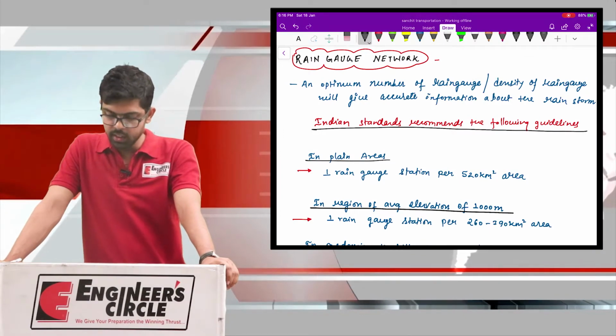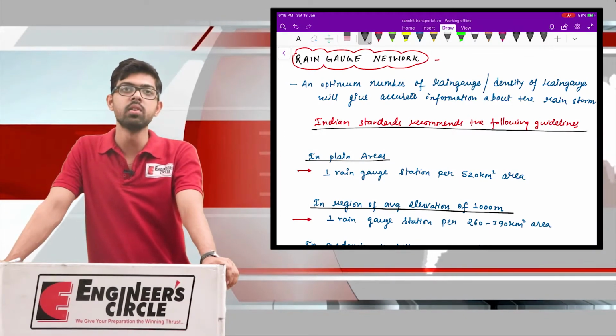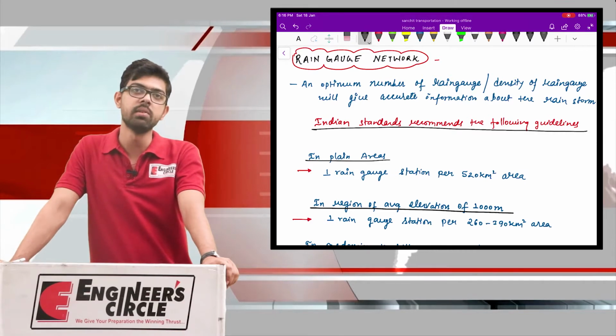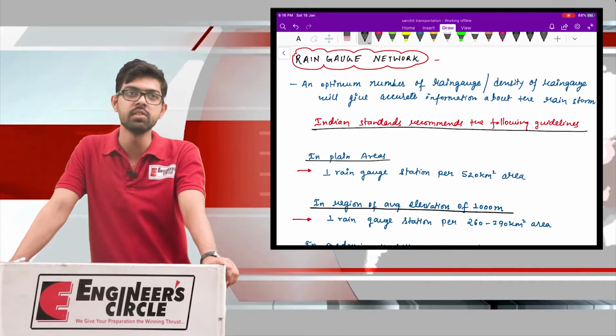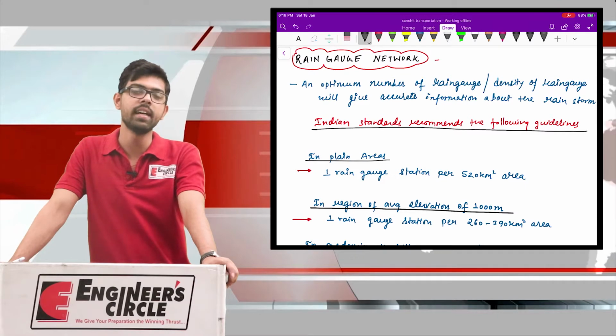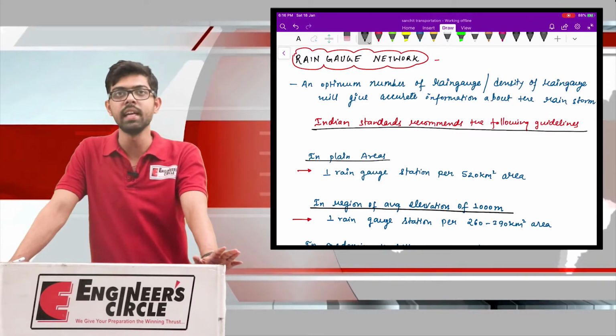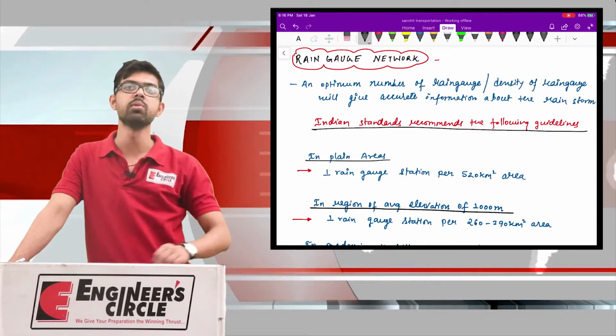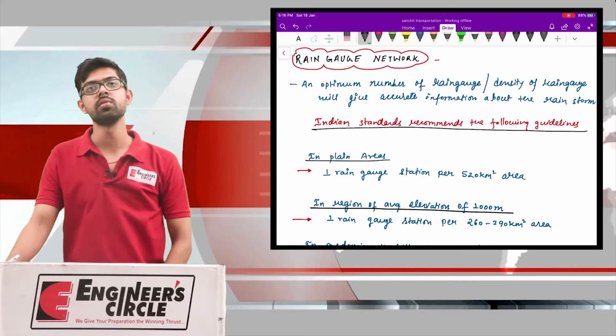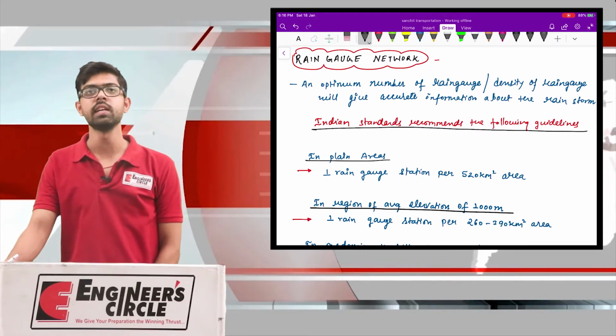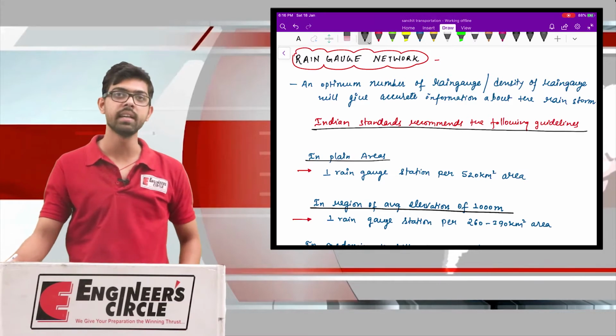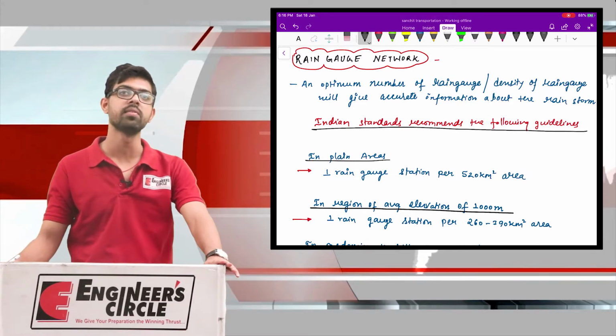We will study the rain gauge network. What should be the guideline for establishing these rain gauge stations, and how do we calculate the optimum number of rain gauge stations for a precise estimation of rainfall? All these things we will discuss. We will also solve a numerical based on the calculation of the optimum number of rain gauge stations.